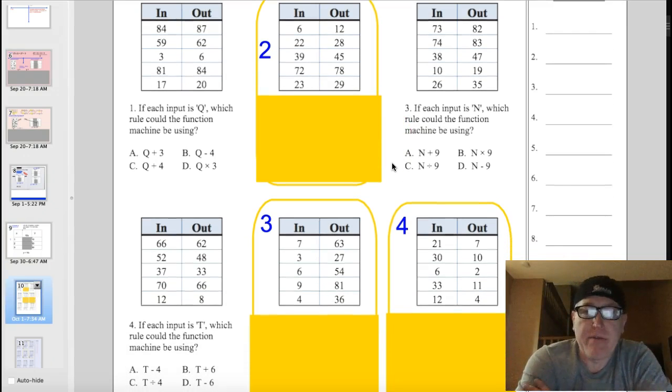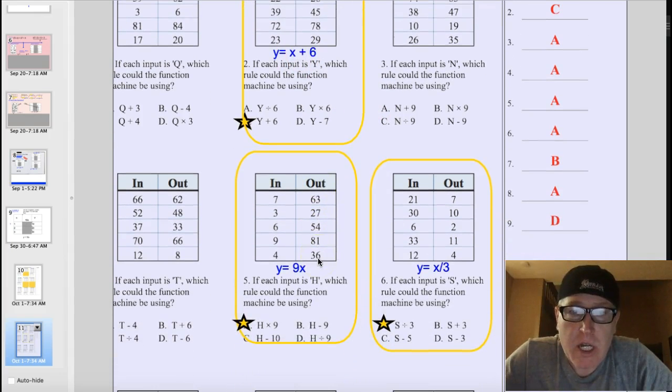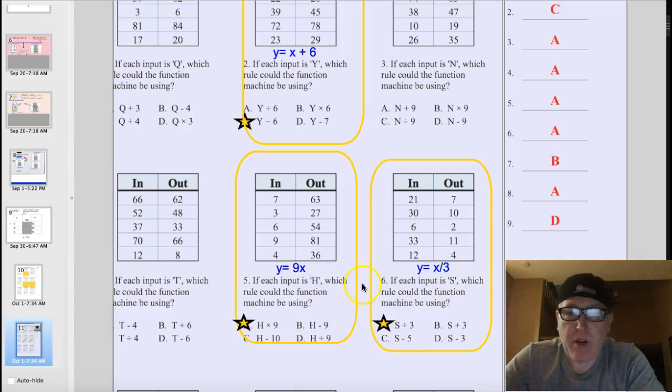All right, time for you to try 3 of them. 2, 3, and 4. Go ahead and pause the video and try these. Only for about a minute. All right, let's see how you did. Okay, well, this one's going to be y equals x plus 6. Number 4 down here, this is going to be y equals 9x. And this one right here is going to be y equals x divided by 3. They use different variables. I just wrote these in blue. So y equals x plus 6, y equals 9x, y equals x divided by 3.